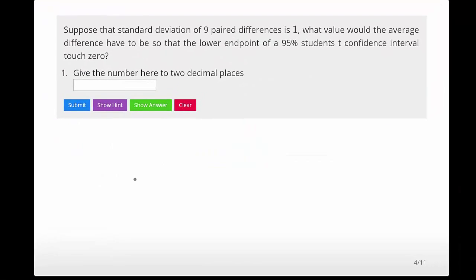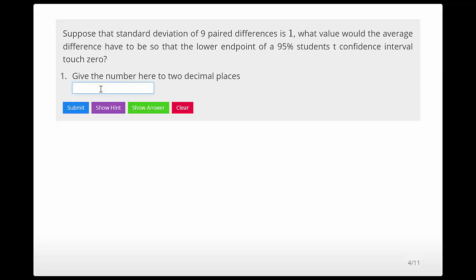Okay, so let's go back to our web page and type in 0.77 and submit. And there's the check mark.